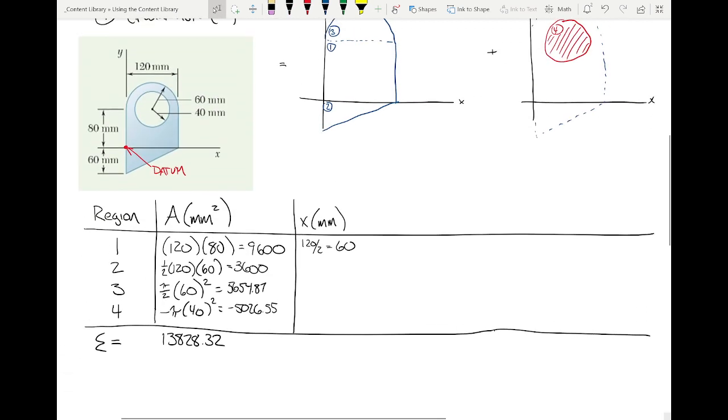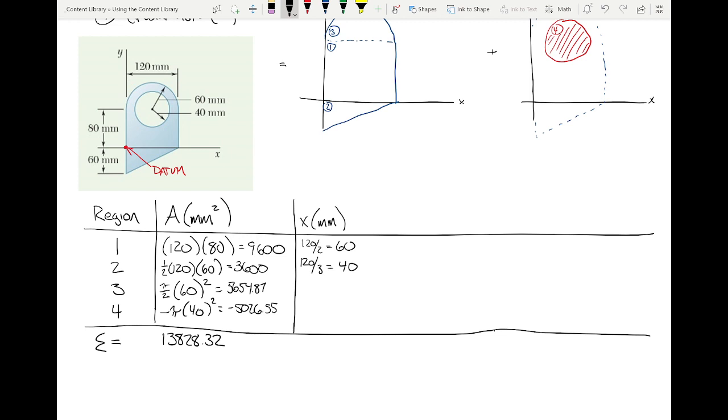So I propose that for shape number 2, the centroid is about right there, and along the x-axis, how far do I have to travel to get to the centroid of shape number 2? I propose you go 120 over 3, and this is what you derived on your homework assignment. This is 40. All right, with me so far?